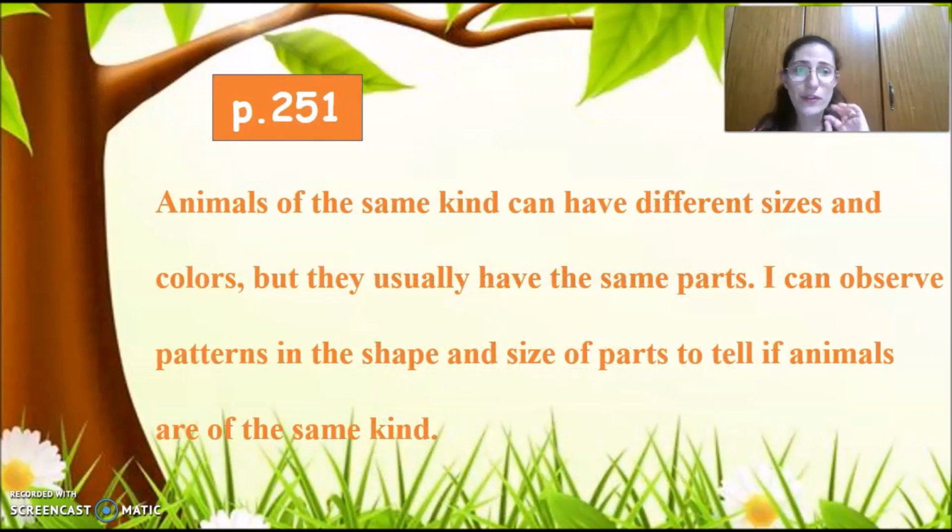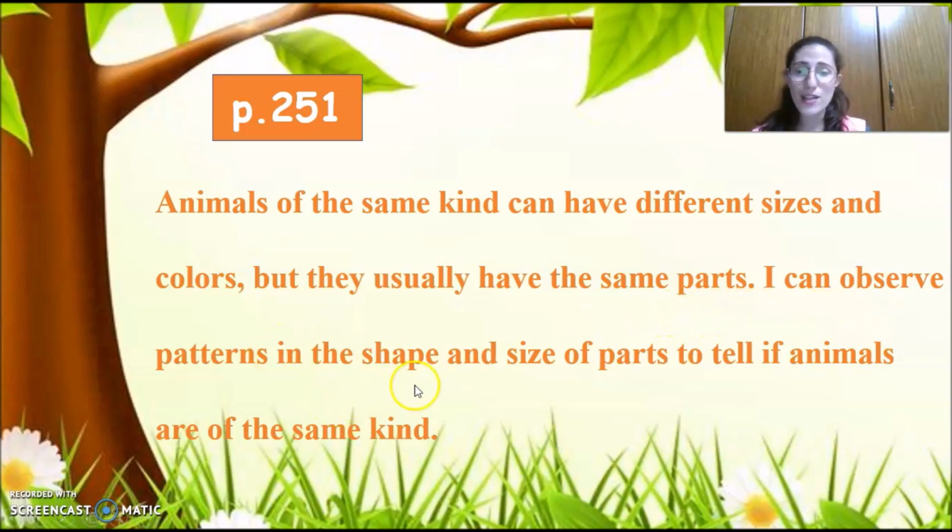So guys, you stop the video over here and you copy this paragraph neatly and properly on page 251 on the lines. Now, if you do not have the ability to access the video, or you were unable to watch the video, no problem, I will provide an answer key, okay? So, let me read. Animals of the same kind can have different sizes and colors, but they usually have the same parts.